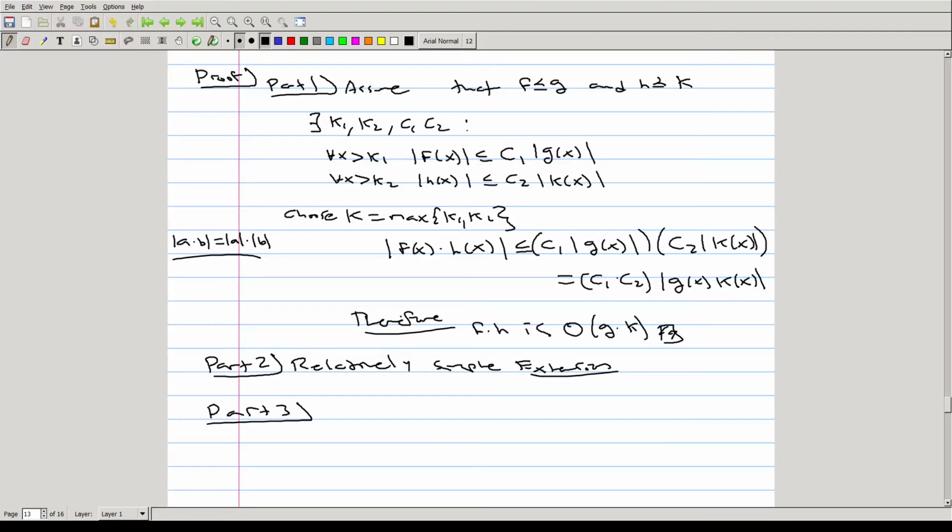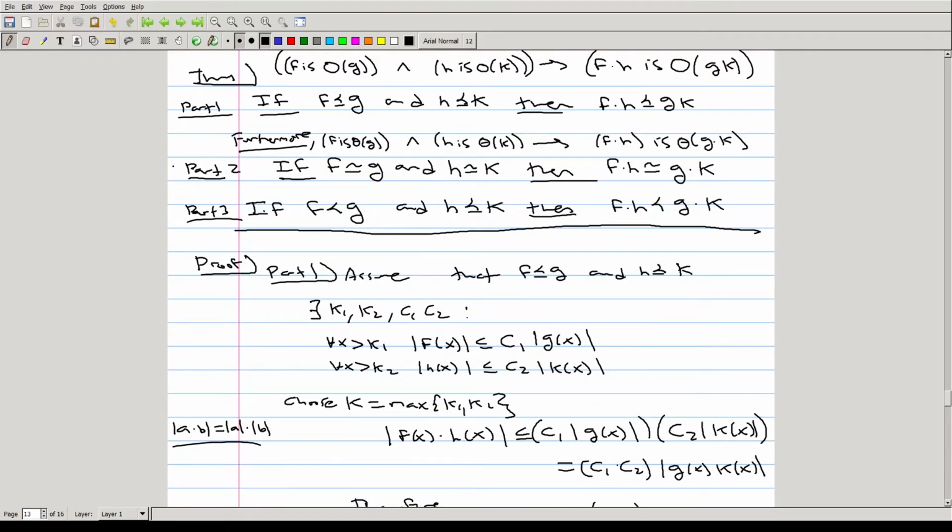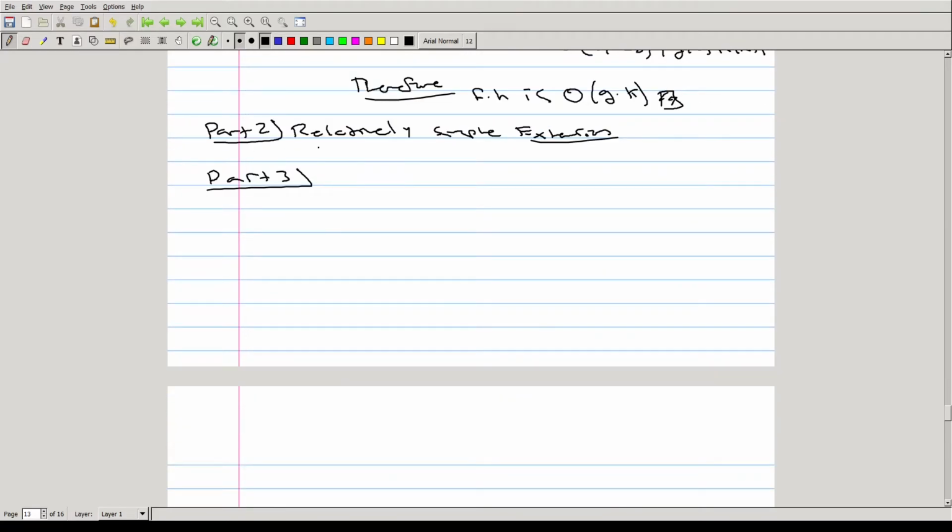It's a slightly different extension, but the idea here is that you just have to use the fact that f is strictly dominated by g, and the fact that h is dominated above by k, to show that if these two things are true, then f times h has to be strictly dominated above by g times k. So this is a very important theorem, but this is also a relatively simple extension.